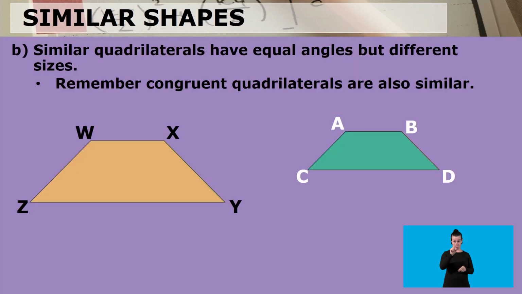So look at the two trapeziums. I've got WXYZ, which is the first trapezium, and trapezium ABCD. Shaped the same, they look the same, they probably have the same angles as given there. However, the one is smaller than the other, and because of that, when we can identify that the angles are all equal, those two trapeziums would be similar.